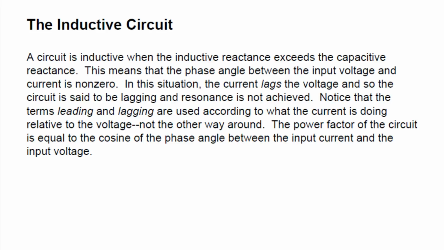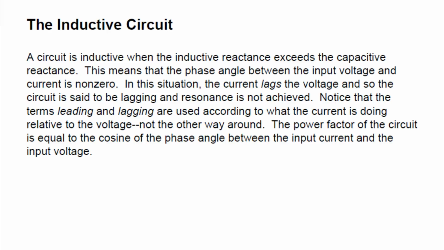Right, and this is just the opposite of what we talked about before. A circuit is inductive when the inductive reactance exceeds the capacitive reactance. This means that the phase angle between the input voltage and current is still non-zero, but it's in the other direction. We say that the current lags the voltage, so the circuit is said to be lagging, and resonance is not achieved. Notice that in both cases, the terms leading and lagging are used according to what the current is doing relative to the voltage, not the other way around.